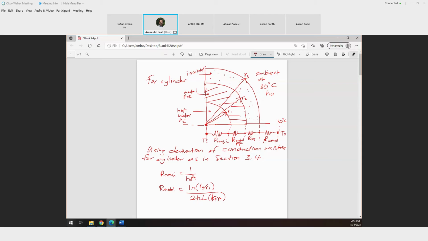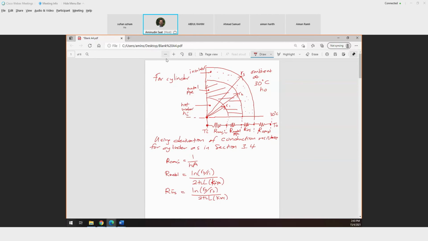Okay, the third one, R insulation, equals ln R3 over R2, because the insulation is between R3 and R2, divided by 2 pi L K for the insulation. And the last one, R for the convection outside. Same one, 1 over h naught A.